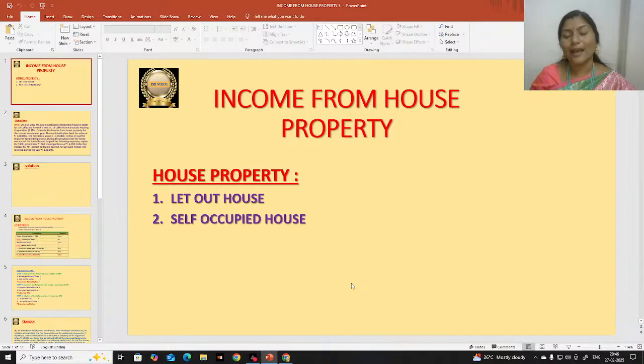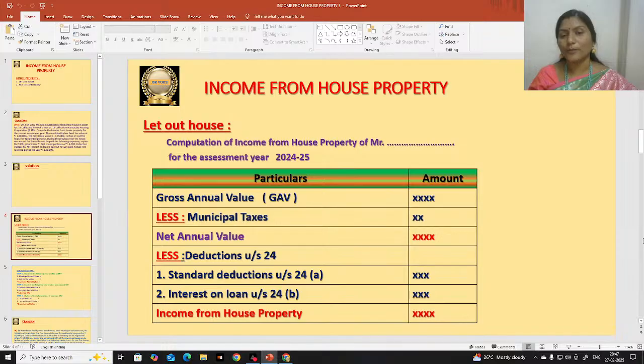Meanwhile, I'll show the formats of income from house property. This is the format of income from house property, and as I already said, there are two types of house properties: let out house and self-occupied house. The first one is let out house. In case of let out house, what kind of format do we follow to calculate income from house property of the assessee? Let us see the format here on the screen.